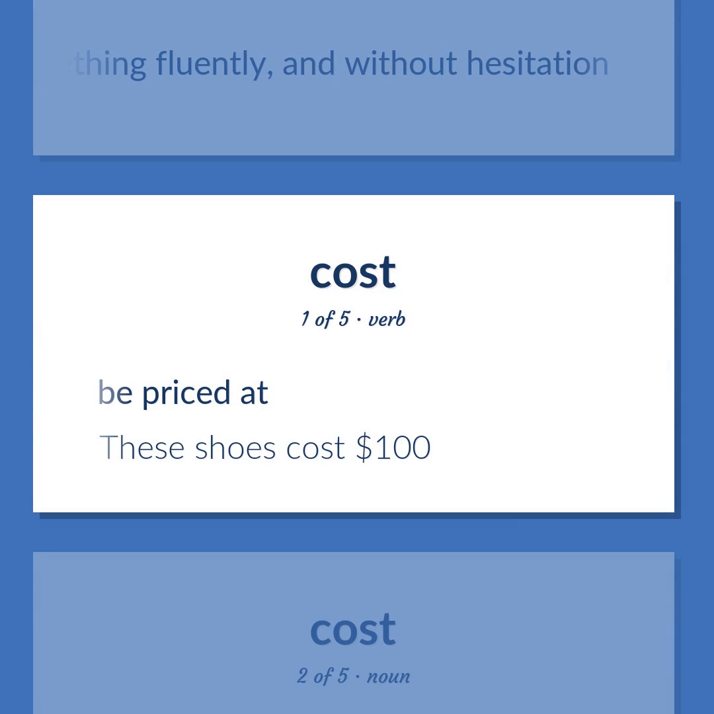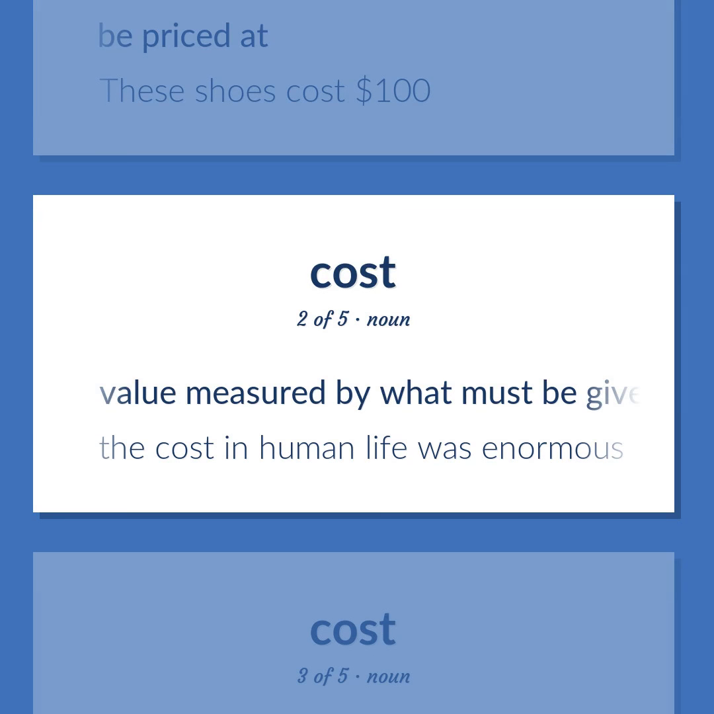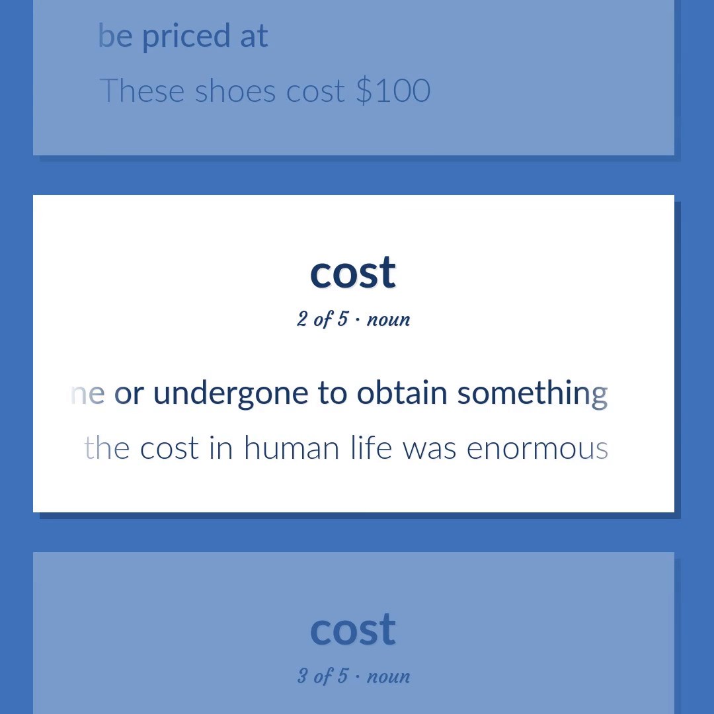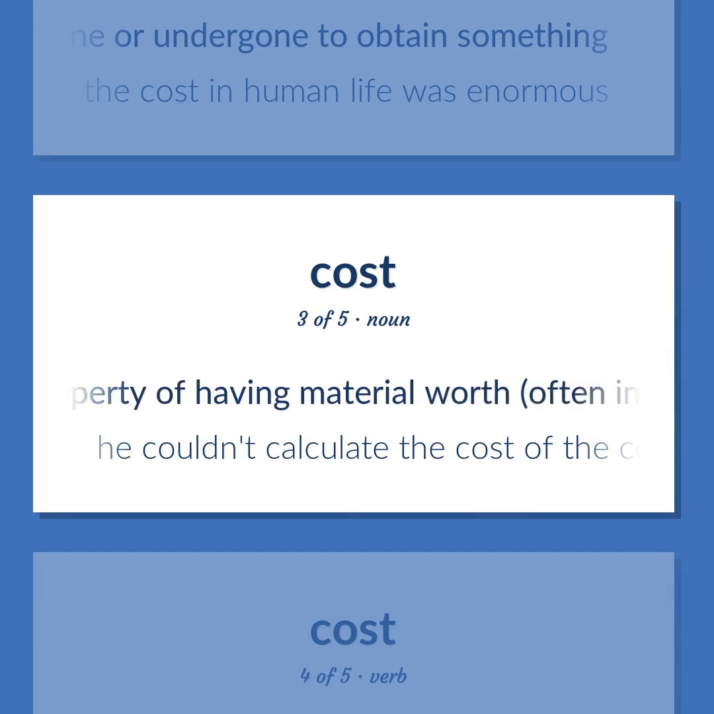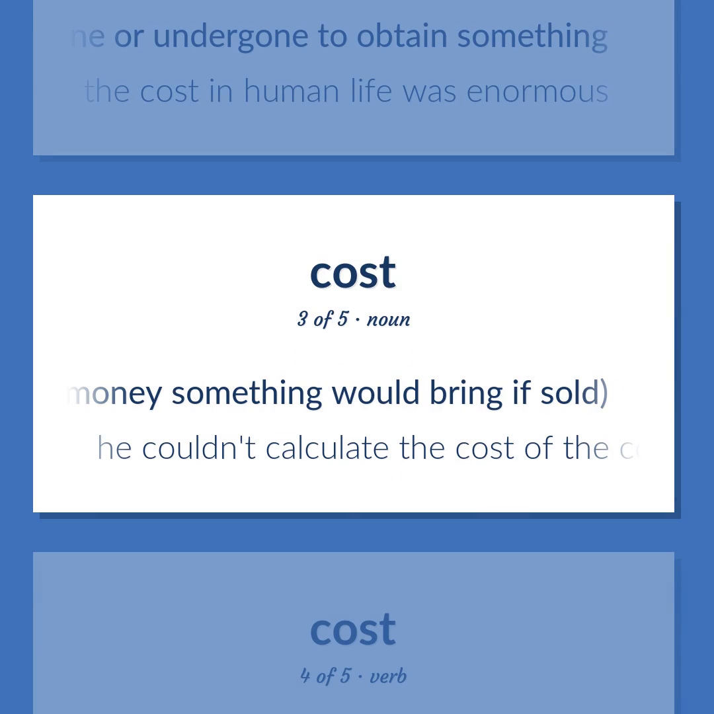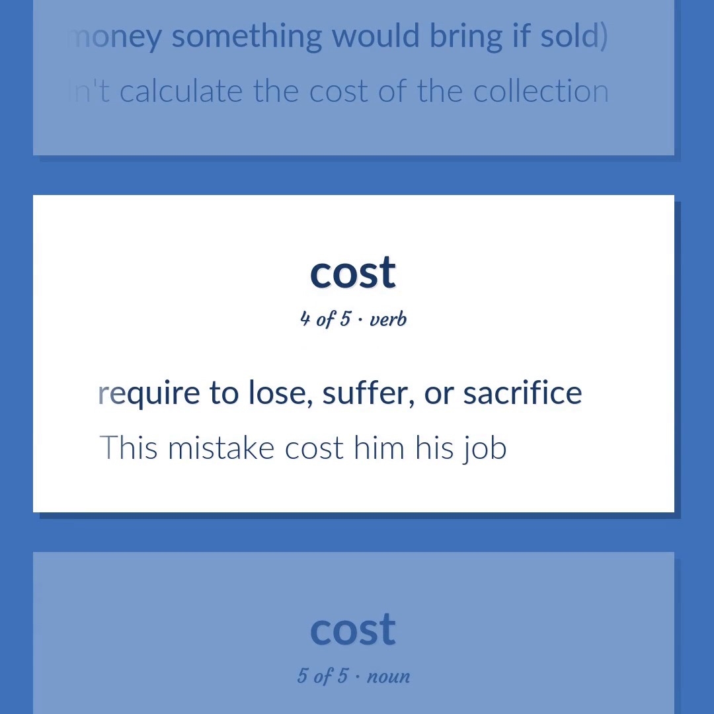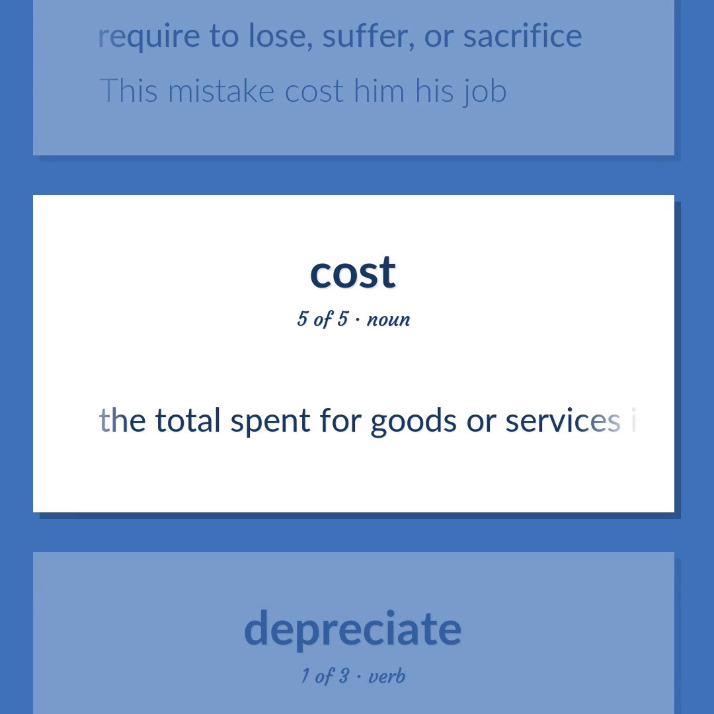Be priced at. These shoes cost $100. Value measured by what must be given or done or undergone to obtain something. The cost in human life was enormous. The property of having material worth, often indicated by the amount of money something would bring if sold. He couldn't calculate the cost of the collection. Require to lose, suffer, or sacrifice. This mistake cost him his job. The total spent for goods or services including money and time and labor.